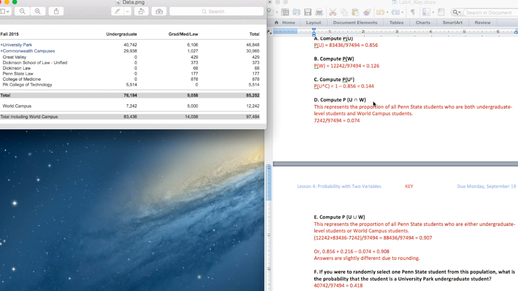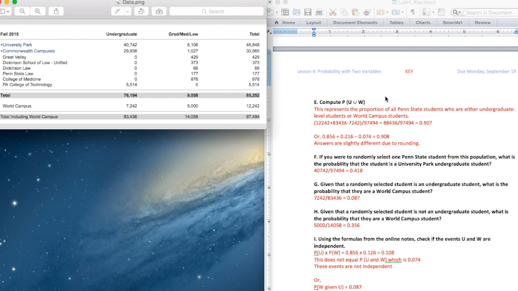so that formula is not appropriate to be used in this case. The easiest way, or the way that I find that students tend to make the least amount of mistakes, is to take numbers from the contingency table. So we're looking for the proportion of the population that are both undergraduate students and World Campus students. That is this cell right here. So 7,242 students were World Campus undergraduate students out of the total 97,494. So the value of this intersection is 0.074.